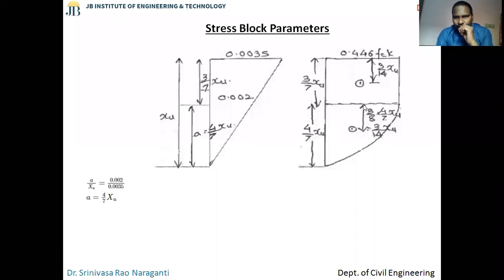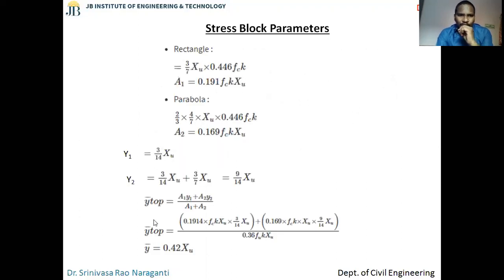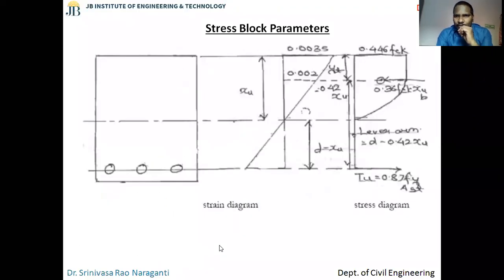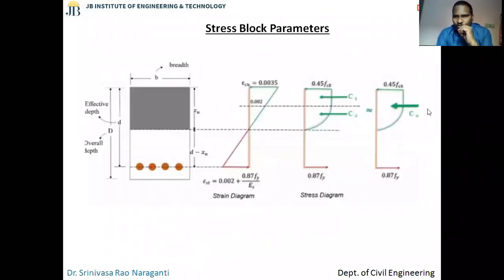The center of gravity from this point is 3/8 of the height. The height is 4 by 7, so we get 3 by 14 XU from this point. But I'm measuring all the heights from the top, so this force is acting at this distance plus this distance. Adding these two distances, you find Y bar is 0.42 XU. That means the total equivalent force is acting at a distance of 0.42 XU from the top.